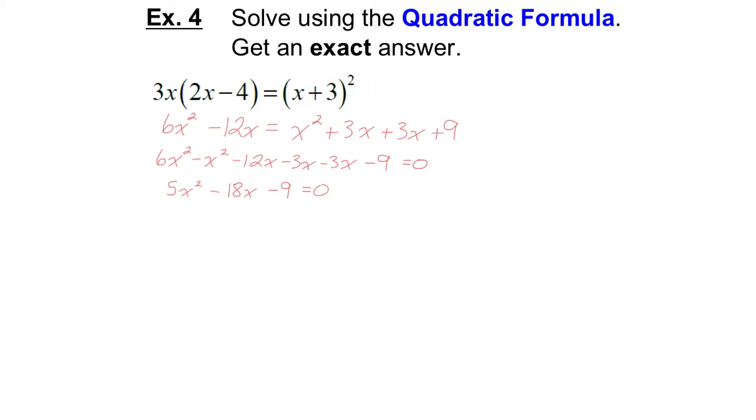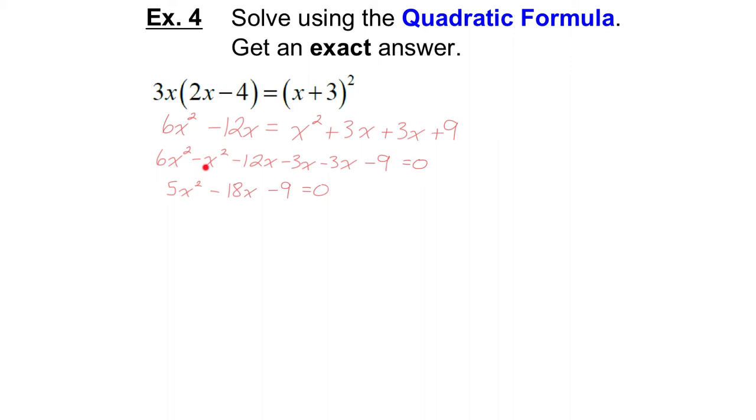x plus 3 squared, remember that's x plus 3 times x plus 3. So x times x is x squared, x times 3 is 3x, 3 times x is 3x, and 3 times 3 is 9. Now that I have everything expanded, I need to find my like terms and put them together. So I'm moving everything to one side. 6x squared minus 12x, but then I move this over is minus x squared. This is minus 3x, minus 3x, minus 9. I'm left with 0 on the right-hand side.